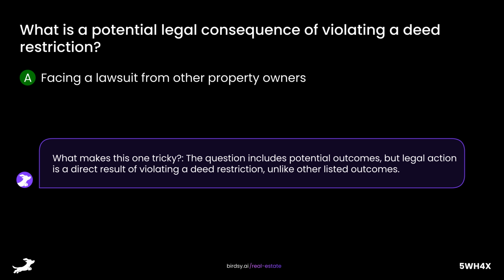The question includes potential outcomes, but legal action is a direct result of violating a deed restriction, unlike other listed outcomes.